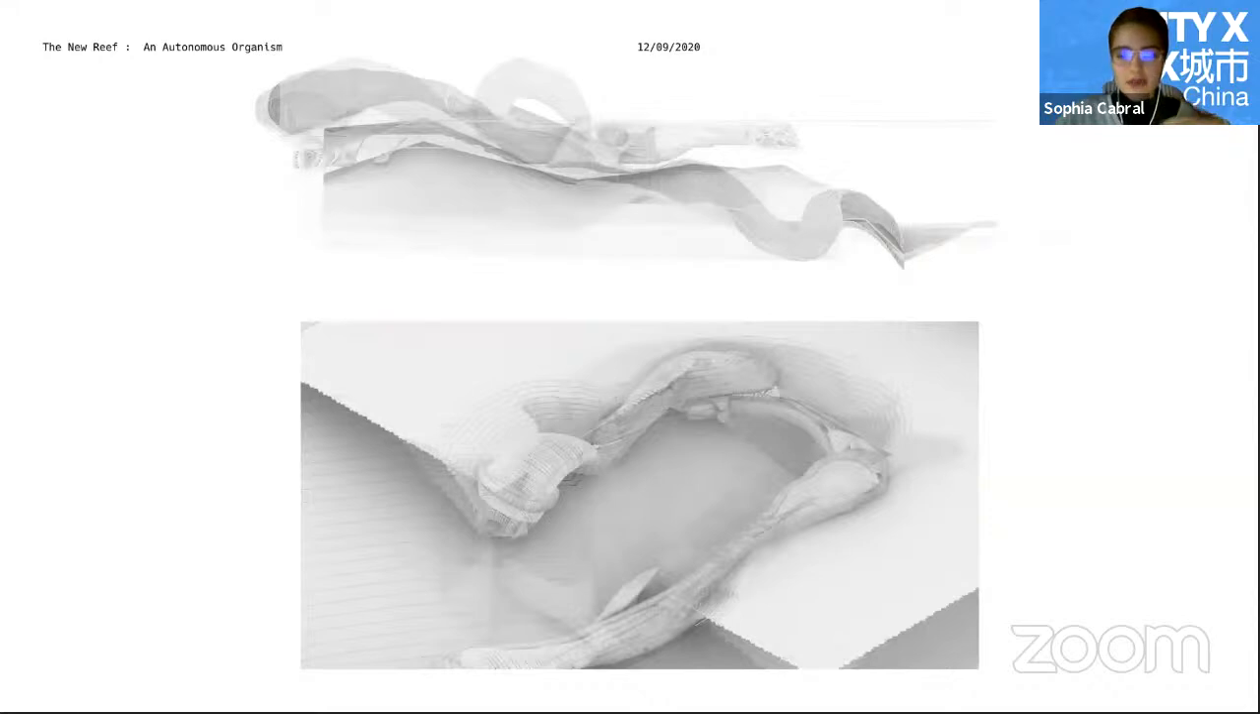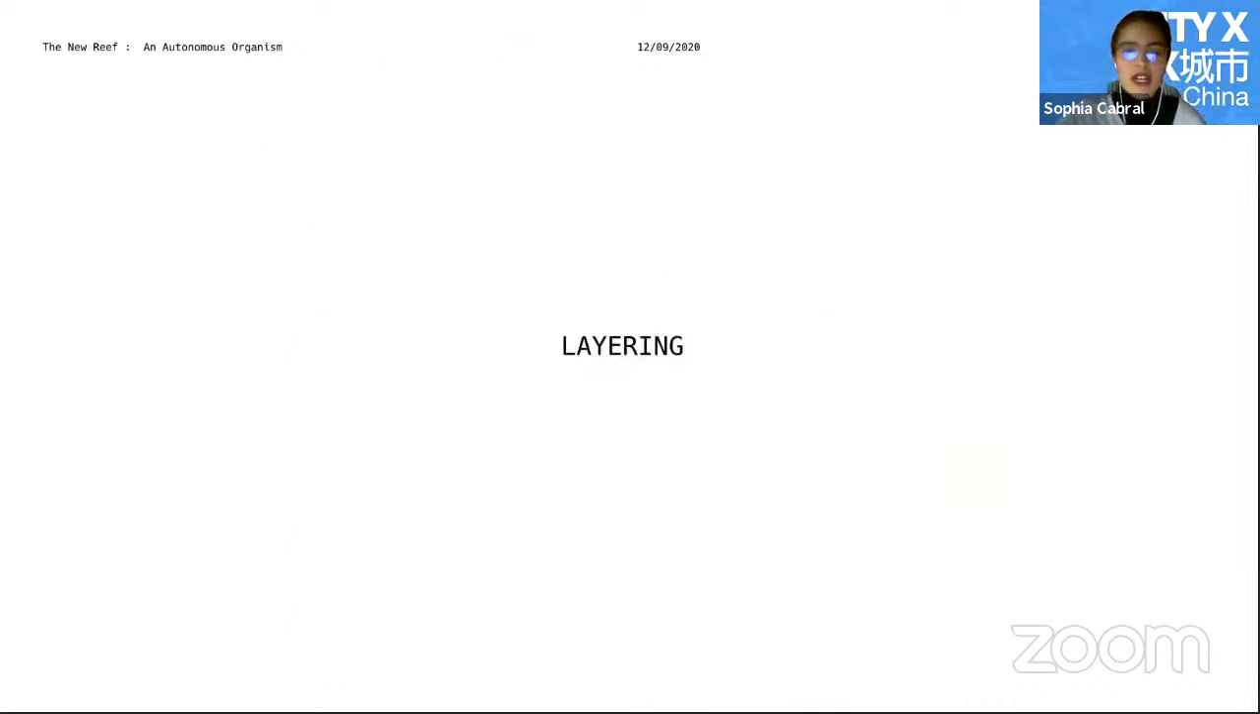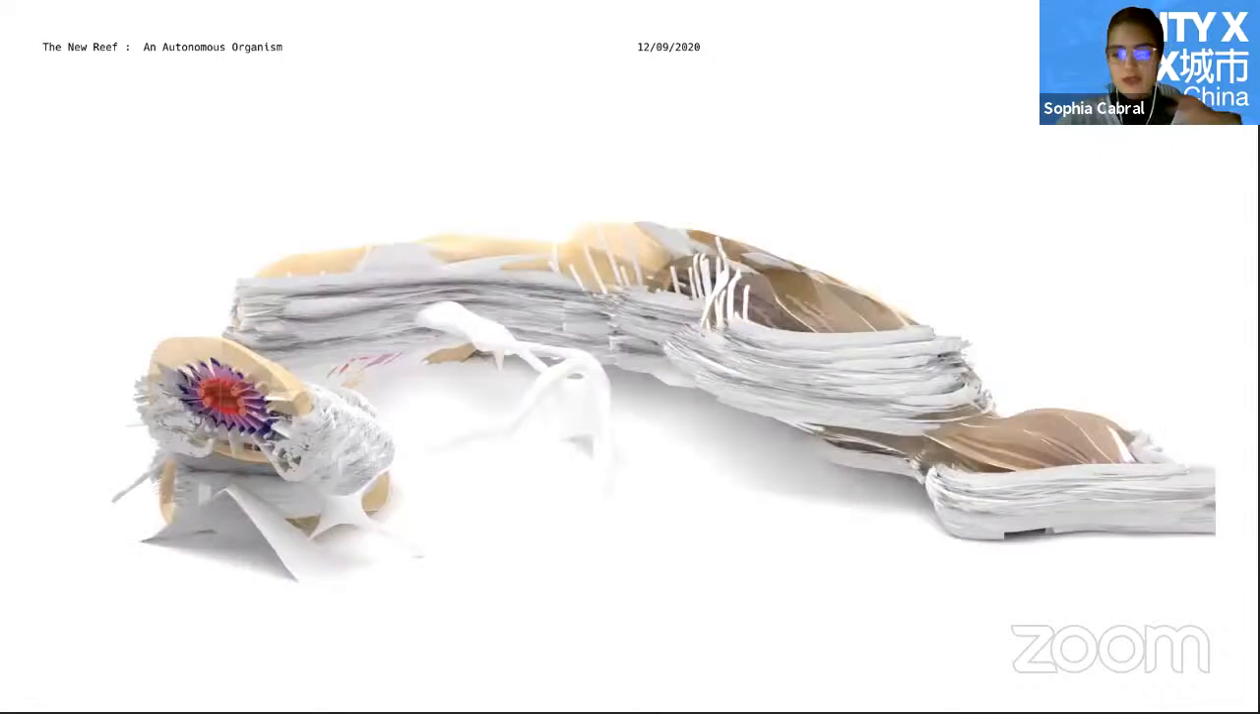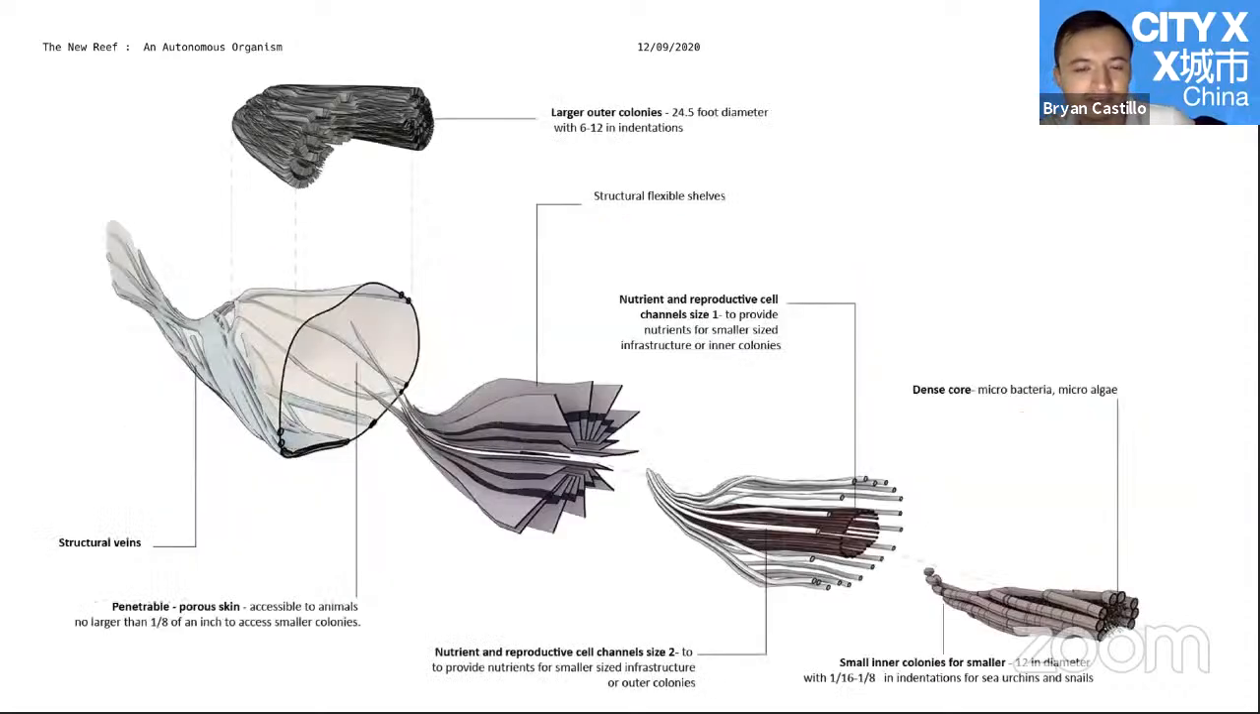So this is another image of how this could begin to pull and push and morph to create this diversity of form also in the ground itself. Layering to create detail. So we wanted to create a complex system that has layers in order to promote diversity at different scales.